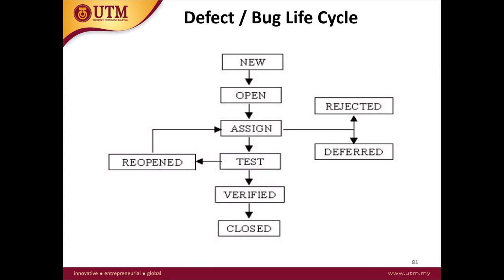This is what I mentioned earlier: a defect or bug has a life cycle. It is not a bug's life movie. It is a defect or bug life cycle. So we have new, open, assign, test. This is the thing that I mentioned about assign. It can be accepted and then tested. It can also be deferred and then rejected.